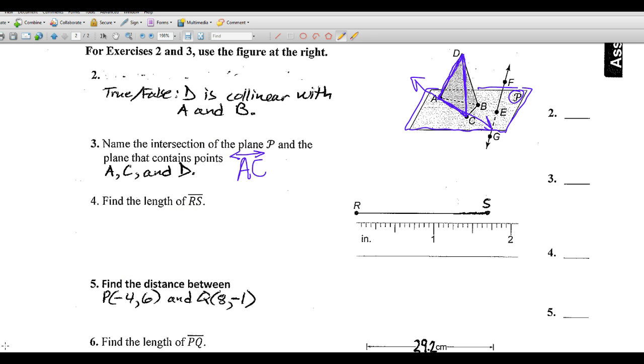On number 4, find the length of RS. So segment RS, we're measuring in inches. We're looking at our increments here. So if I count from here over to there, I would have 16 marks. So we're measuring in 16ths. So our answer is going to be 1, and then it's past 1, how far? So we have 1, 2, 3, 4, 5, 6, 7, 8, 9, 10, 11. So 11 16ths.